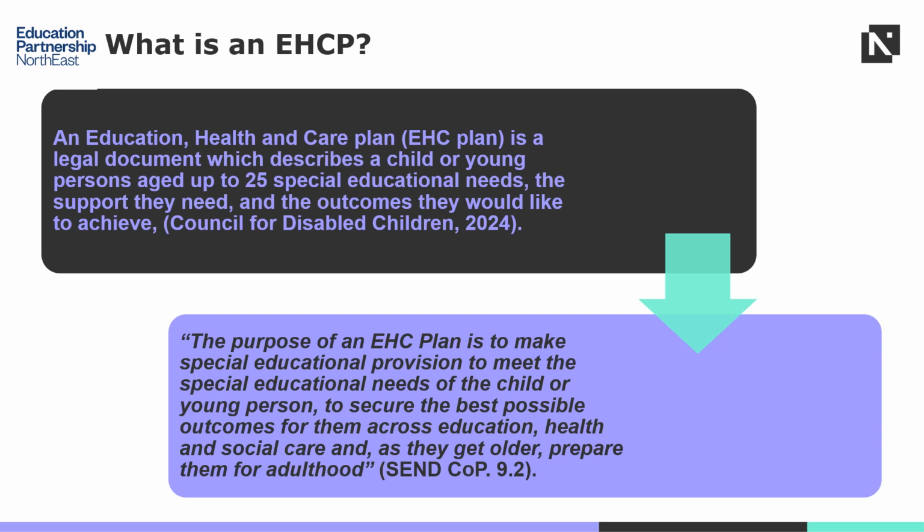If we look at the SEND Code of Practice, the SEND Code of Practice defines the purpose of an EHCP is to make special educational provision to meet the special educational needs of the child or young person, to secure the best possible outcomes for them across education, health and social care as they get older, and to prepare them for adulthood. And that's really important because it's one of the key factors that you should consider when you're setting targets or when you're educating a young person with an additional need, is that preparation for adulthood and how that fits in to the education and support that you're going to provide.